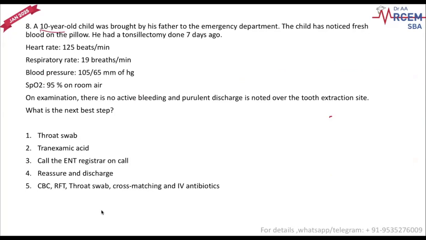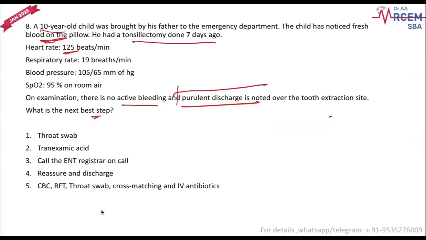A 10 years old boy who has undergone a tonsillectomy 7 days back has presented with bleeding he has observed on the pillow. He's tachycardic on presentation. No active bleed is observed, but there is some purulent discharge which is seen. What will be the next step here?